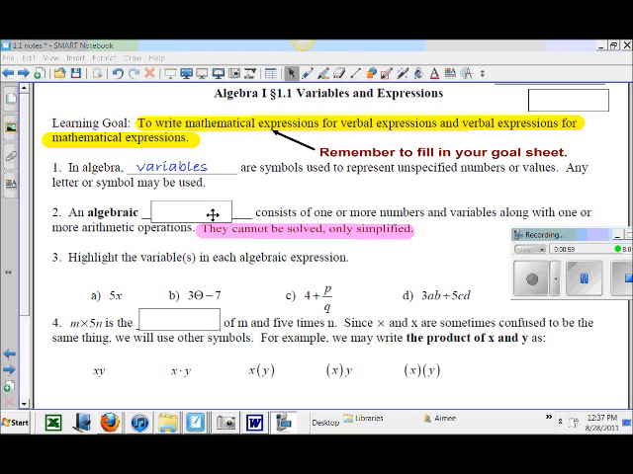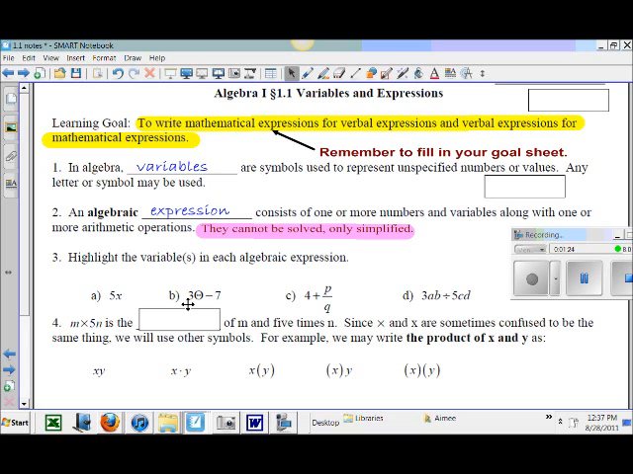Our next term is an algebraic expression. Those consist of one or more numbers and variables along with one or more arithmetic operations. Now, keep in mind that algebraic expressions cannot be solved, only simplified. You won't see equal signs in them, and you won't come up with answers that look like x equals 2, because they are not equations.